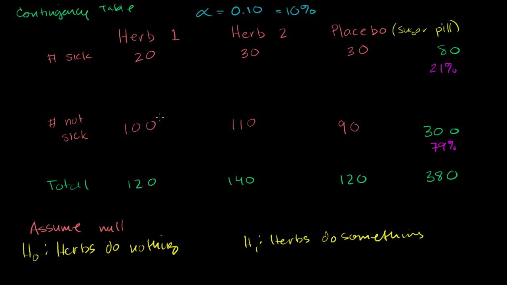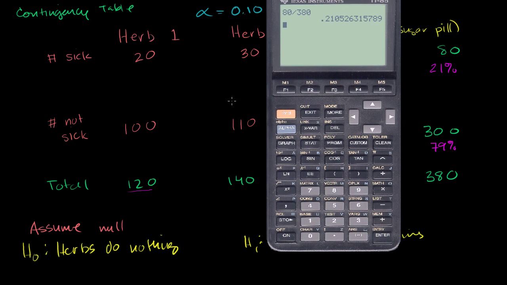So let's look at it for each of these groups. If we assume that 21% of these 120 people should have gotten sick, what would have been the expected value right over here? Let's just multiply this 21% times 120. That gets us to, I'll just round it, 25.3 people should have gotten sick.